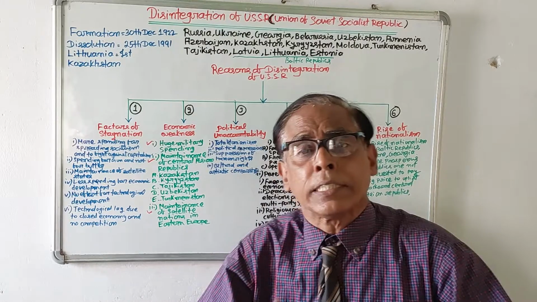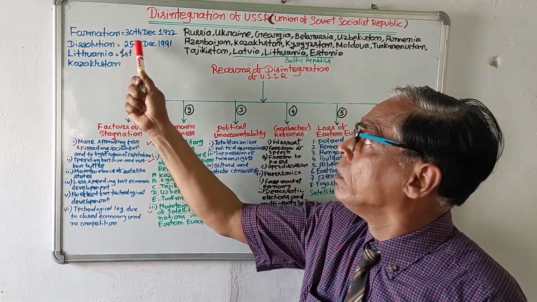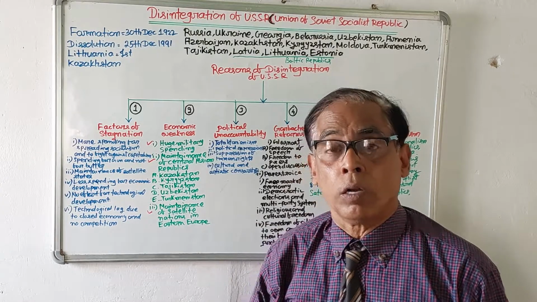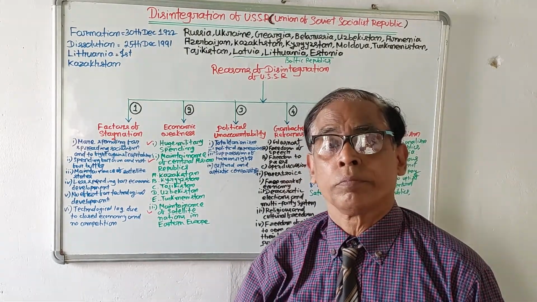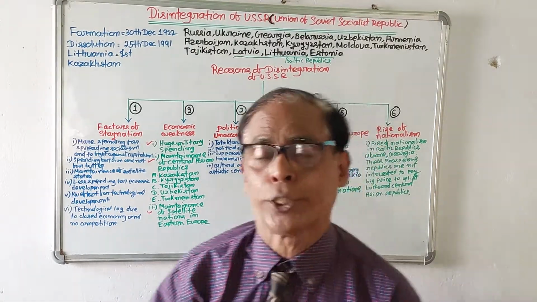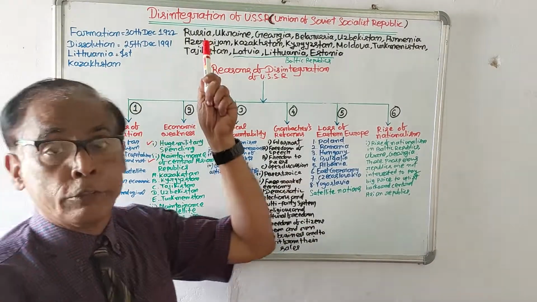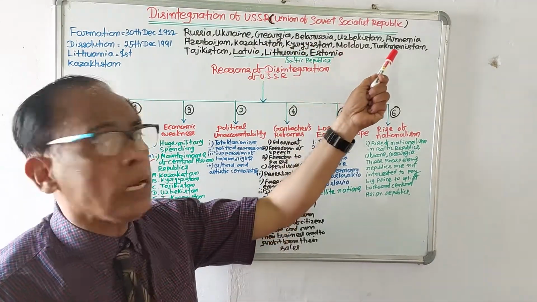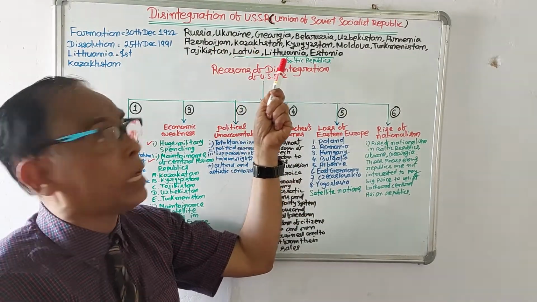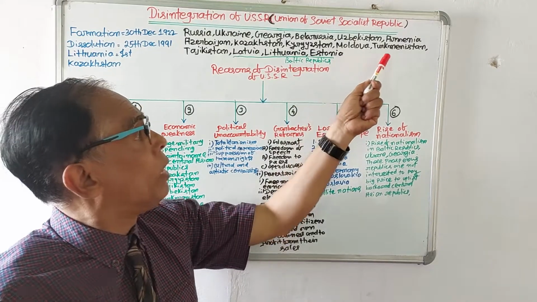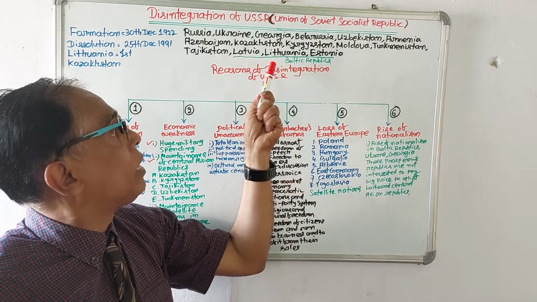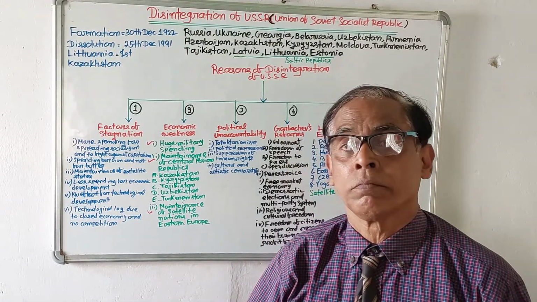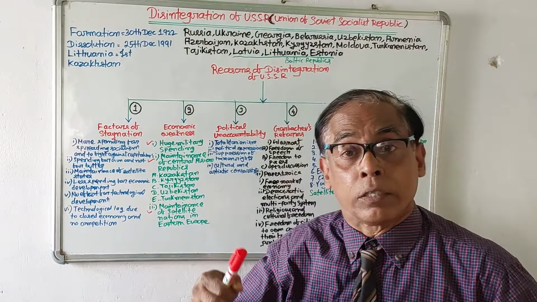USSR was formed on 30th December 1922. It was formed by taking 15 republics. These republics were Russia, Ukraine, Georgia, Belarusia, Uzbekistan, Armenia, Azerbaijan, Kazakhstan, Kyrgyzstan, Moldova, Turkmenistan, Tajikistan, Latvia, Lithuania, and Estonia.